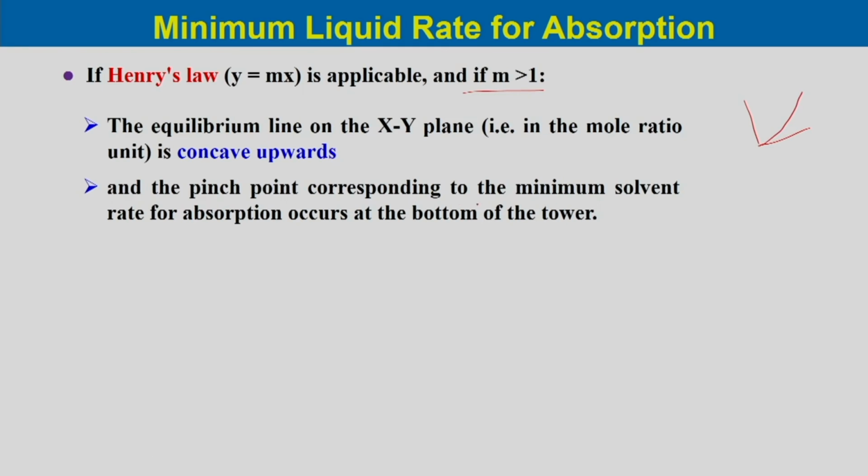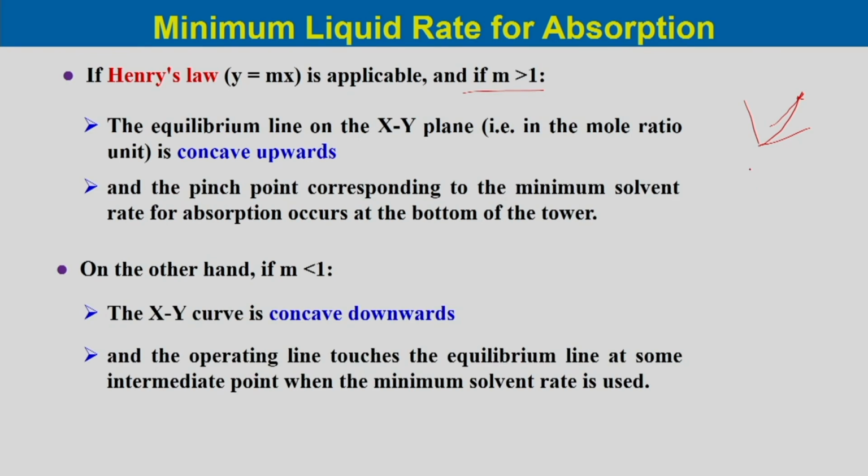So, the pinch point corresponding to the minimum solvent rate for absorption occurs at the bottom of the tower. But on the other hand, if m is less than 1, the xy curve is concave downward. So, you will have the operating line touching the equilibrium line at some intermediate points when the minimum solvent rate is used. You can see that for the minimum liquid rate, the pinch point occurs either at the bottom of the column or at some point of the column, not at the top of the column.